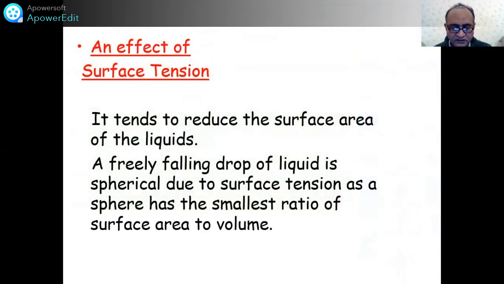Okay. Now this is the direct question. What is the effect of surface area? The effect of surface area is that due to surface tension, the falling drop of a liquid is spherical in shape. So if you see a short question, why the falling drop of a liquid is spherical in shape, then what is the answer? It is spherical in shape due to surface tension. Why? Because due to surface tension, the area reduces.